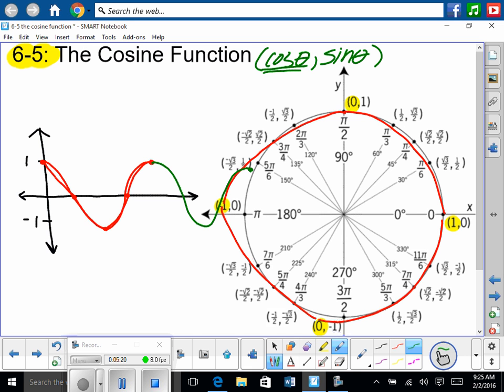Now, doesn't that look very much like sine, guys? Do you see what you could do? We could go around the unit circle again and so cosine and sine do look very similar, but yet they are a little bit different.